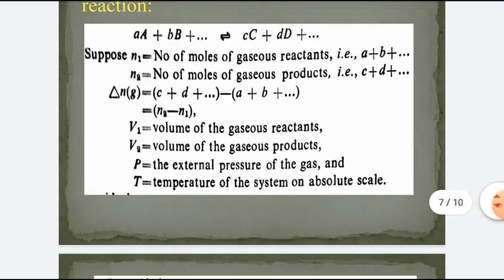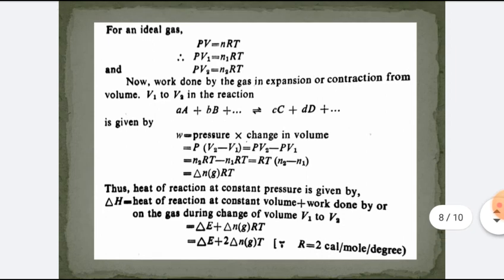For an ideal gas, PV equals nRT, because PV1 will be equal to n1RT and PV2 will be equal to n2RT. Now, work done by the gas in expansion or compression from volume V1 to V2 in the reaction is given by W equals pressure times change in volume, and finally we get W equals delta n, that is the change in moles of gas, multiplied by RT.